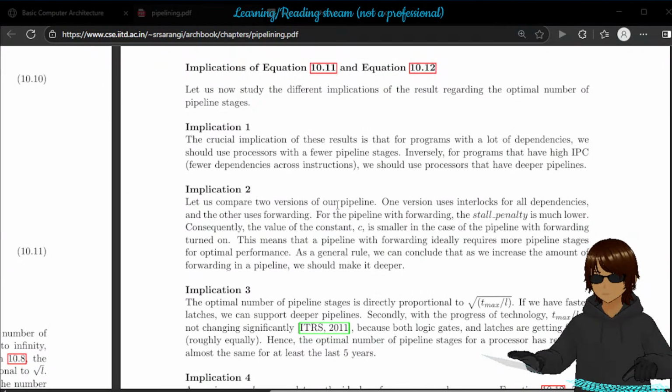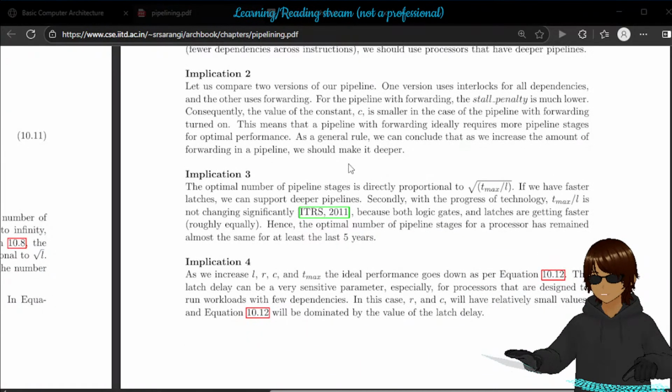Implication 2: let us compare two versions of our pipeline. One version uses interlocks for all dependencies, and the other uses forwarding. For a pipeline with forwarding, the stall penalty is much lower. Consequently, the value of the constant C is smaller in the case of the pipeline with forwarding turned on. This means that a pipeline with forwarding ideally requires more pipeline stages for optimal performance. As a general rule, we can conclude that as we increase the amount of forwarding in a pipeline, we should make it deeper.